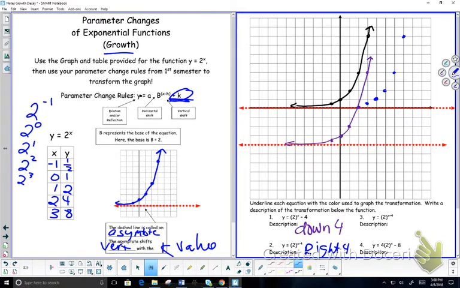Is the horizontal asymptote going to change? No, I didn't move my graph up and down, did I? So therefore that horizontal asymptote will not change. Does it look like your parent function moved to the right 4? Yes.